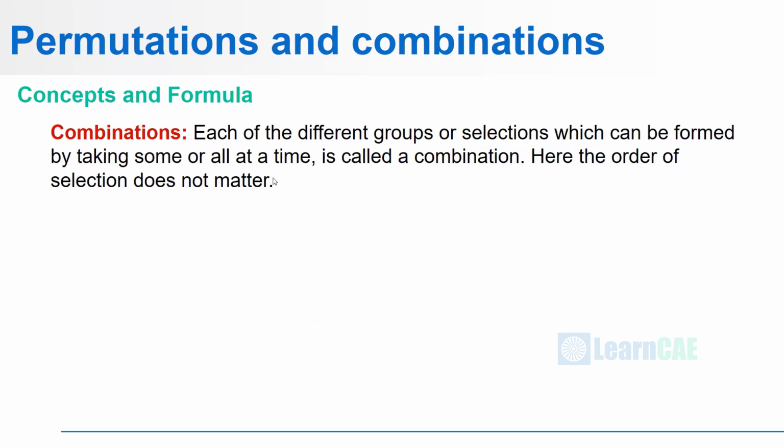The next one is combinations. Each of different groups or selections which can be formed by taking some or all at a time is called combination. Here the order of selection does not matter. So in the earlier case we saw arrangements or permutations. Here it is grouping or selection.